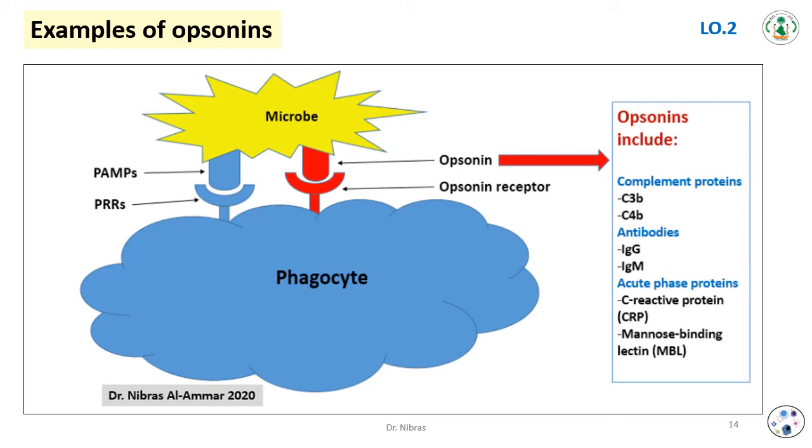Opsonins include complement proteins C3b and C4b. Also, antibodies act as opsonins, IgG and IgM. Acute phase proteins like C-reactive protein, which is a protein made by the liver, its level in blood increases during inflammation. The C-reactive protein test measures the amount of C-reactive protein in blood to detect inflammation due to acute conditions or to monitor the severity of disease in chronic conditions. C-reactive protein here acts as an opsonin for the microbe.